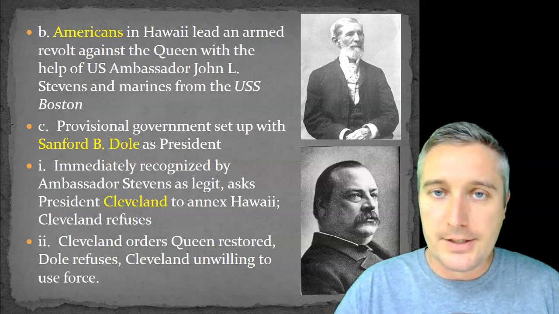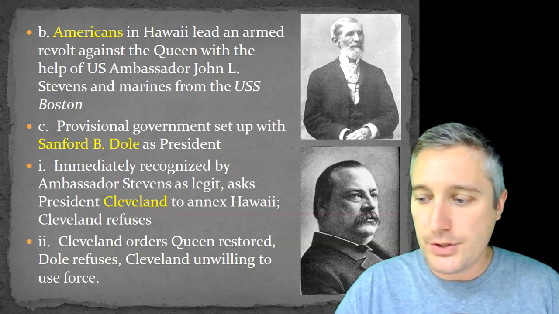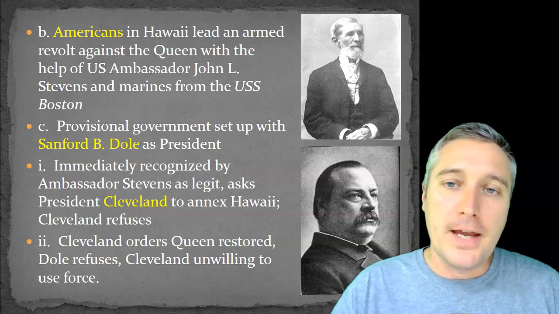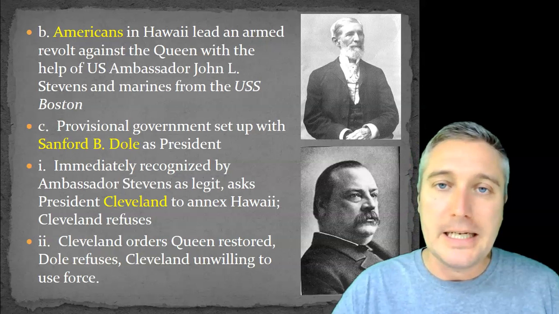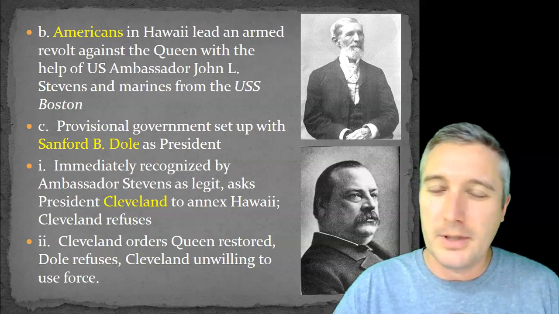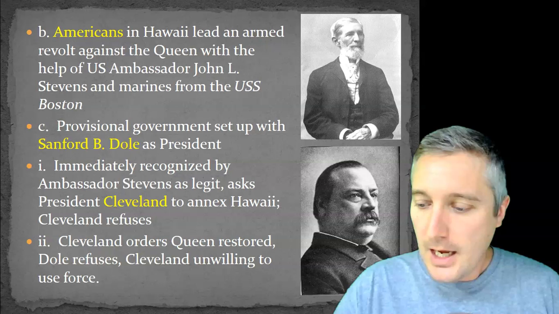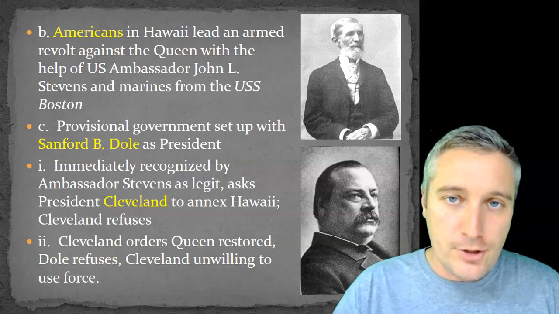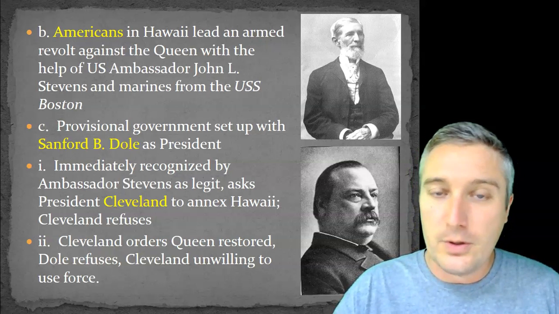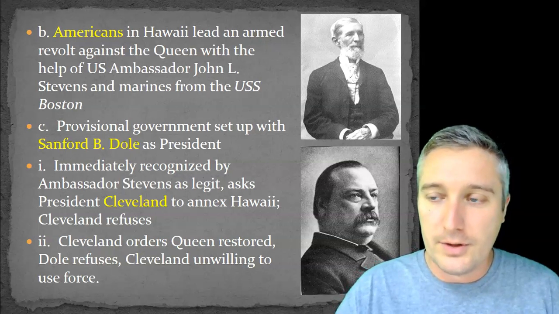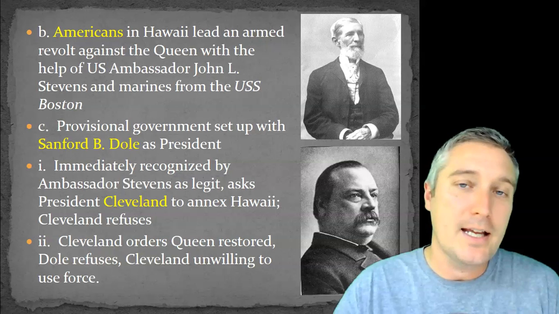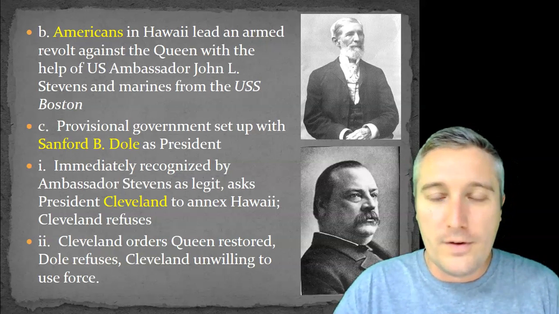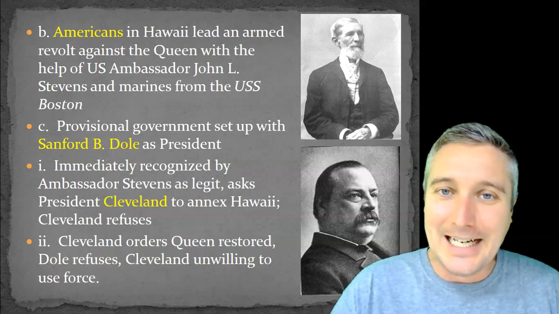Now, once they do that successfully and imprison the Queen, they set up a temporary government, a provisional government, with Sanford B. Dole as the president. Dole, you might know that name, the fruit company. Ambassador Stevens recognizes this provisional government, says, yes, this is the acting government of Hawaii. And they send a message to the U.S. government saying, hey, guess what? The Queen's gone. We've taken over. It's a great time to annex our country.